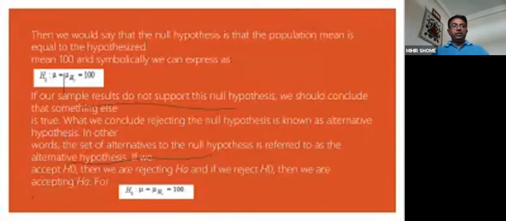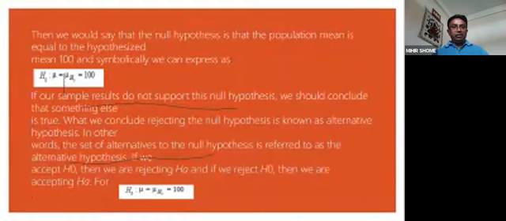Then we would say that the null hypothesis is that the population mean is equal to the hypothesized mean 100, and similarly we can express it as H0: mu = mu H0 = 100. If our sample results do not support this null hypothesis, we should conclude that something else is true. What we conclude on rejecting the null hypothesis is known as the alternative hypothesis.